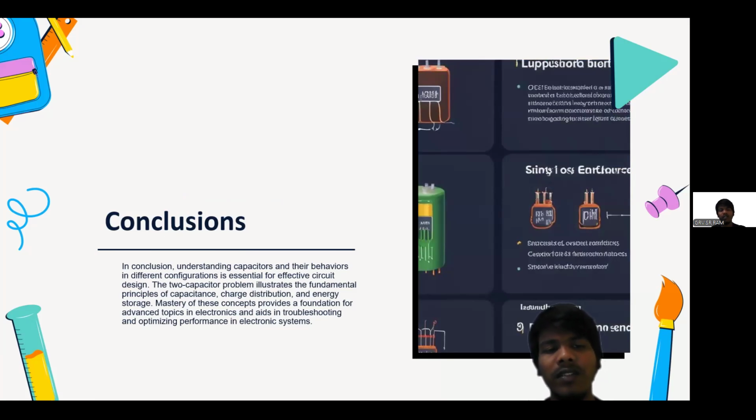And at last, the conclusions. In conclusion, understanding capacitors and their behaviors in different configurations is essential for effective circuit design. The two capacitor problem illustrates the fundamental principles of capacitance, charge distribution, and energy storage. Mastery of these concepts provides a foundation for advanced topics in electronics and aids in troubleshooting and optimizing performance in electronic systems.